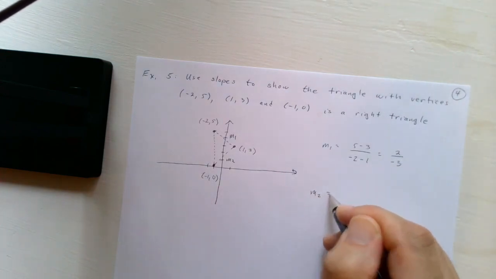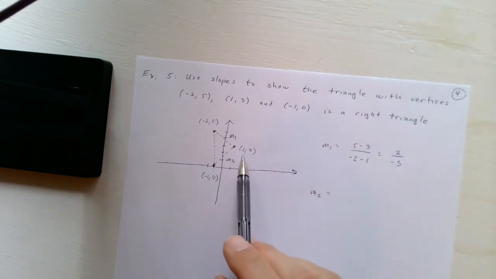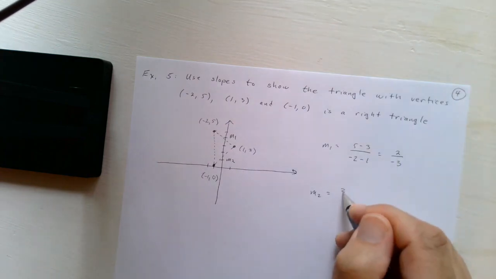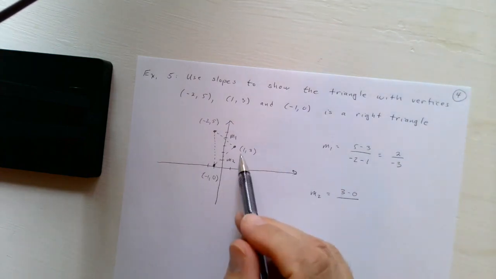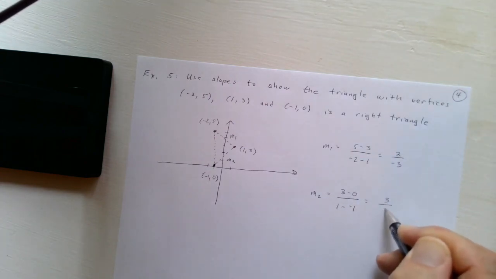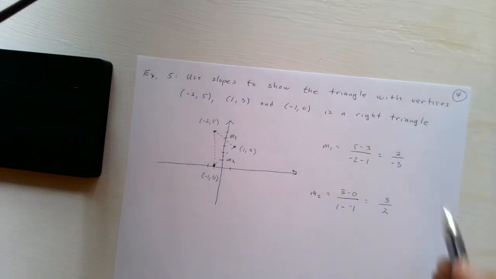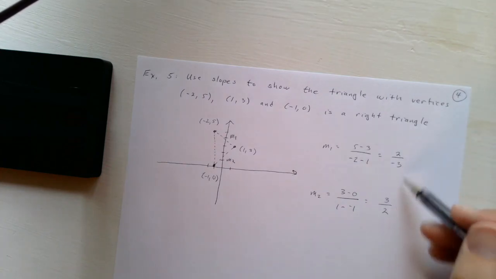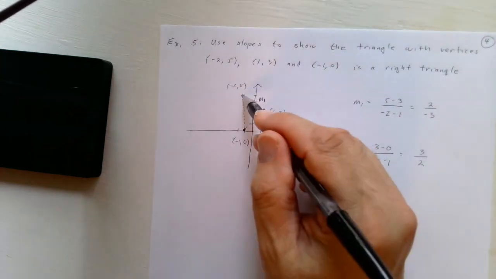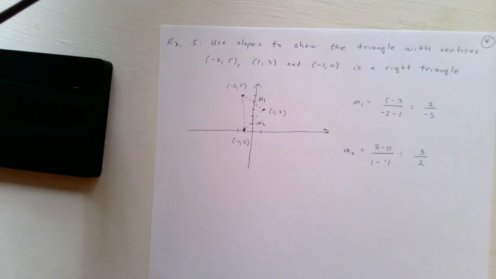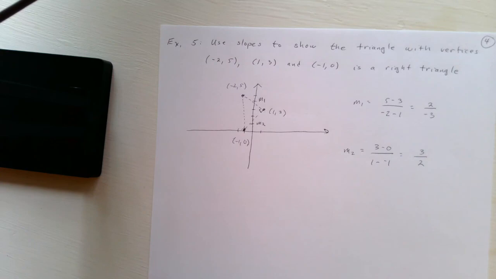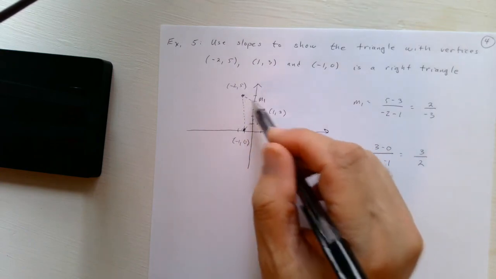And then M2, now let's see what this is going to be. This is going to be 3 minus 0 over 1 minus -1. Well, this will be 3 over 2. Okay, and so we can see that these are indeed negative reciprocals of each other. So that means that the line passing through this point and this point are indeed perpendicular, and this is a right triangle. These intersect at right angles to each other, so this is a right triangle.